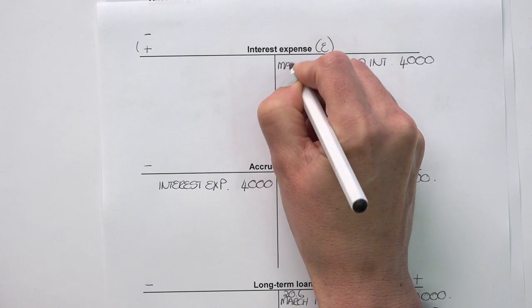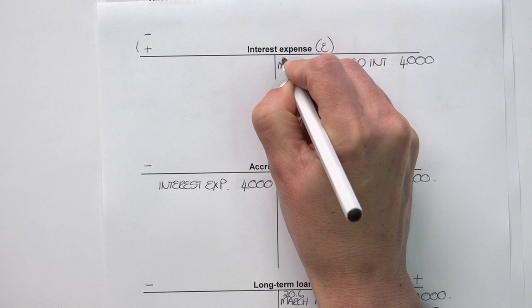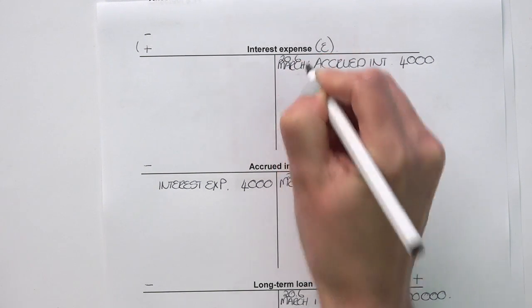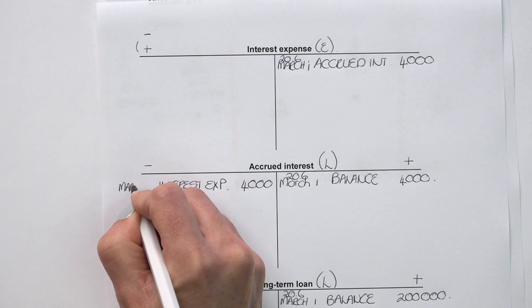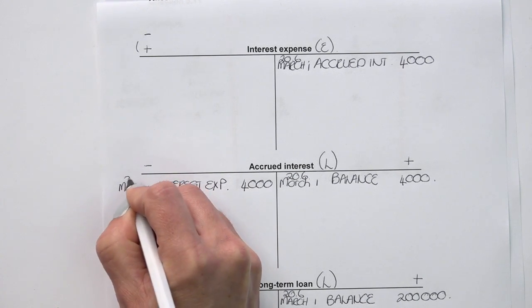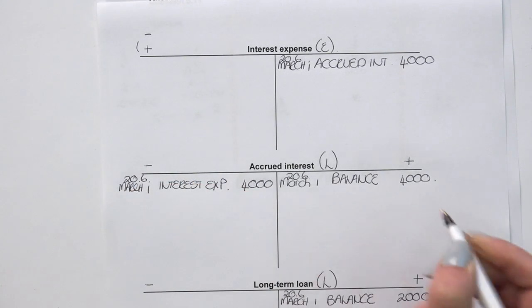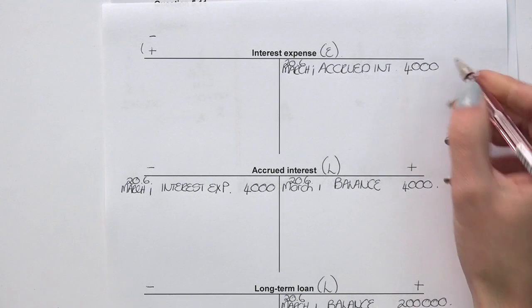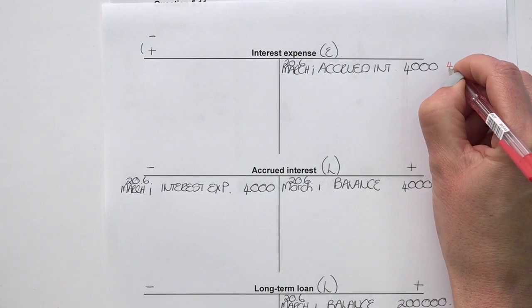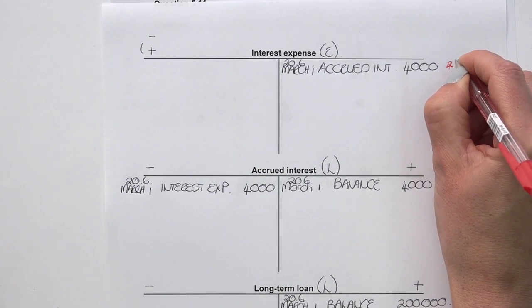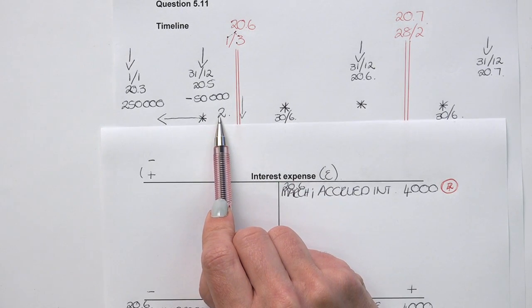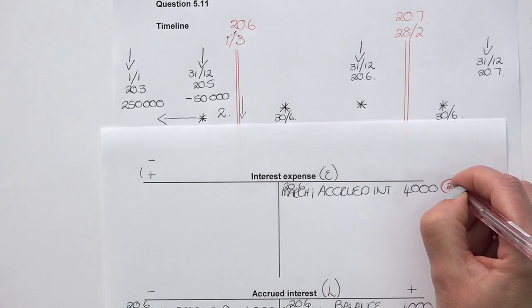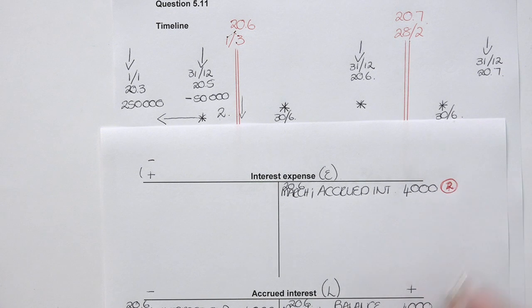Like I already discussed, this is the first entry for the new financial year. I just want to make an indication here that this is the reversal of the 2 months that we had as an adjustment at the end of the previous year. So this is for 2 months.